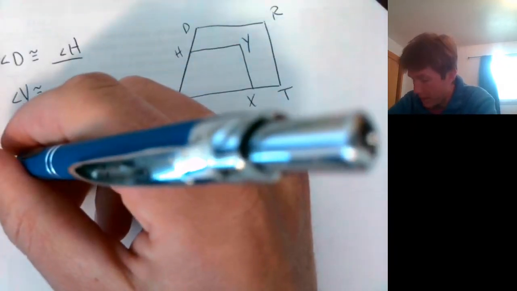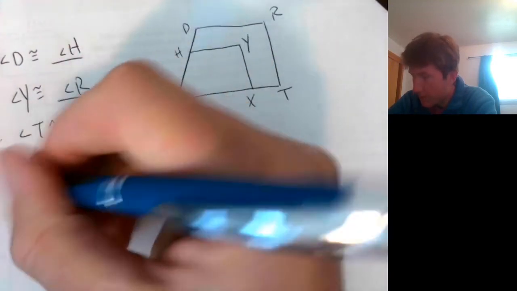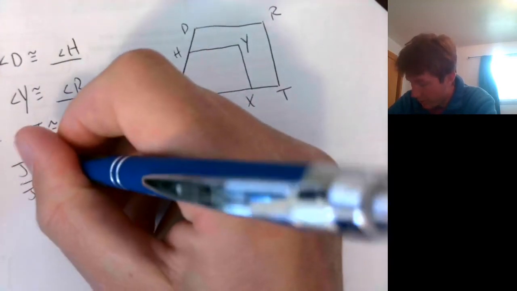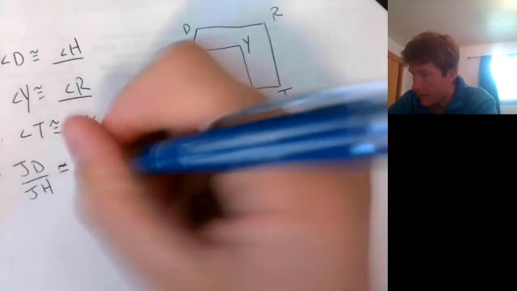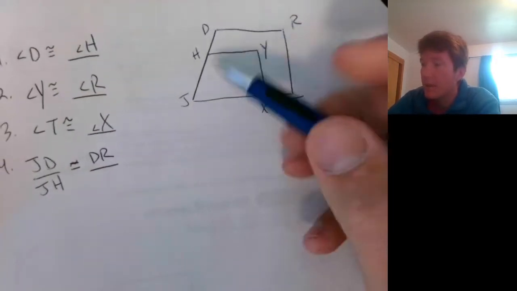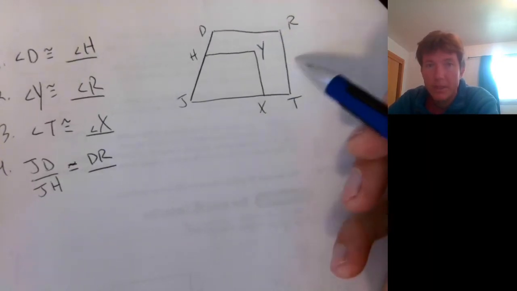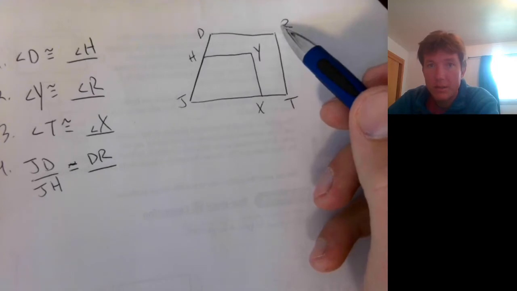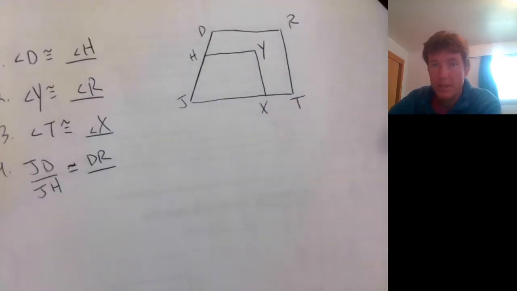Now it says sides. So side JD over JH is equal to side DR over what side? So let's look at it. JD is proportionate to JH, so DR is going to be proportionate to the side that is most similar to it, which would be HY.